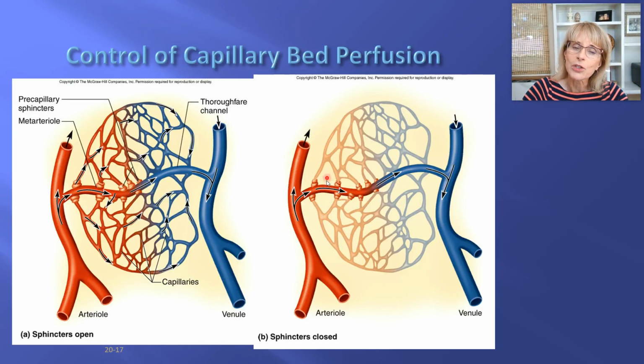But if they start to run out of oxygen or they start to feel hungry, then they will send out signals that'll cause these little smooth muscle cells, these little sphincters, to relax. And when they relax, the sphincters open and then blood goes rushing through.